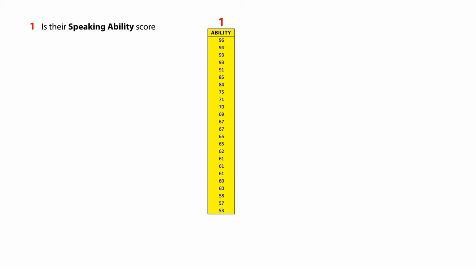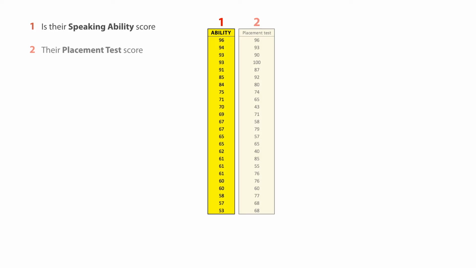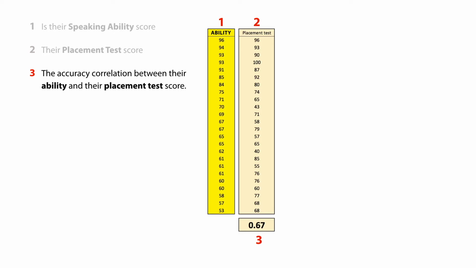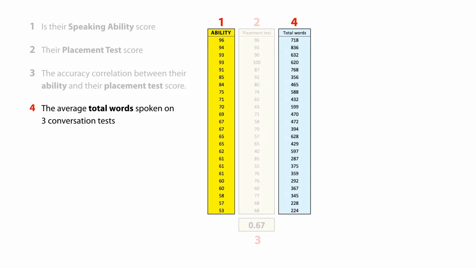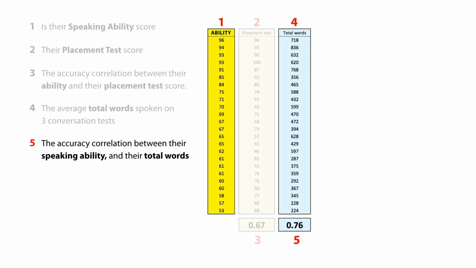Number 1 is their speaking ability score. Here's their placement test score. Here's the accuracy correlation between their ability and their placement test score. Here's the average total words spoken on 3 conversation tests. Here's the accuracy correlation between their speaking ability and their total words.